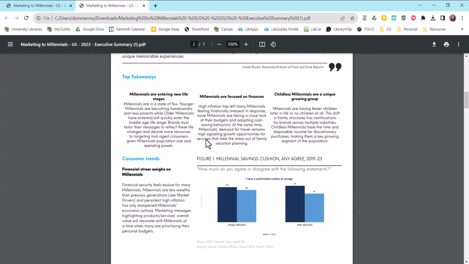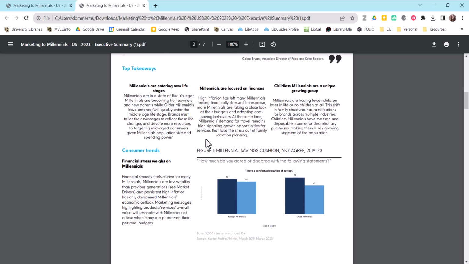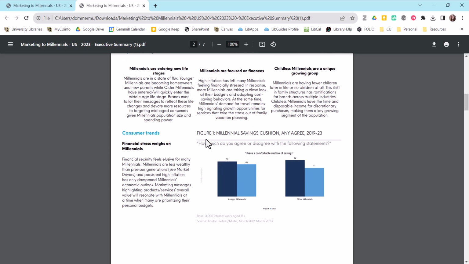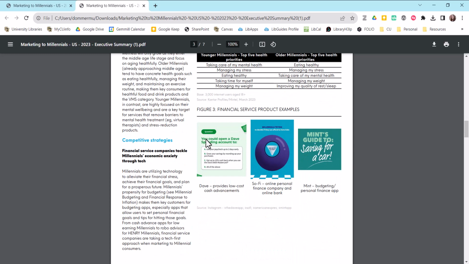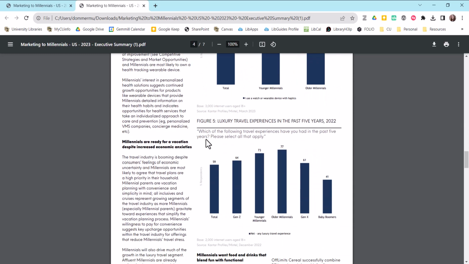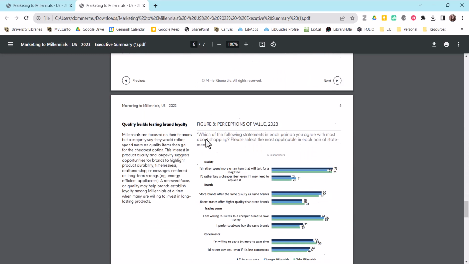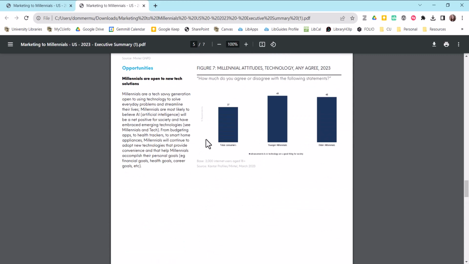But you can see here what some of the challenges and opportunities that millennials are facing and how that might drive marketing strategies for this group. So I encourage you to explore Mintel and look at reports that might inform your market research strategy for your content marketing blog post.